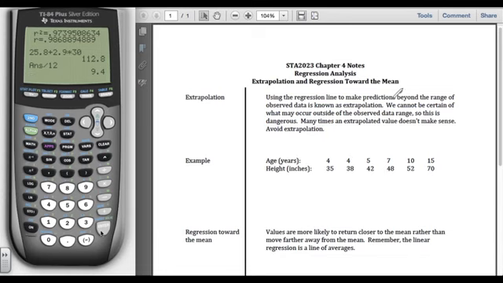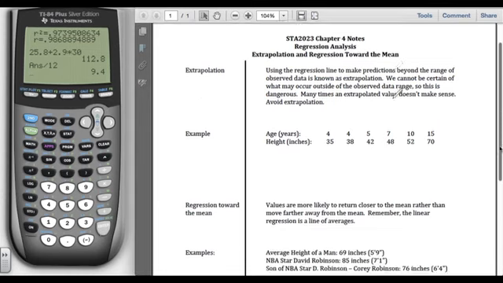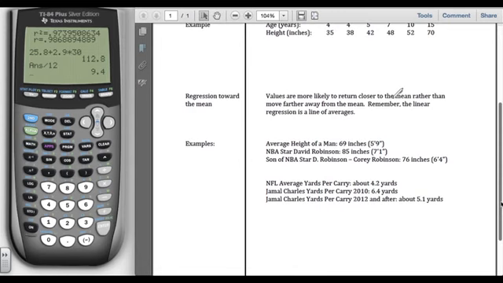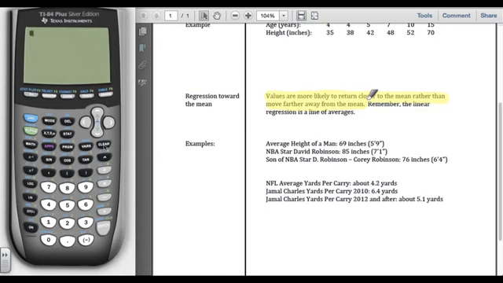The other idea I want to talk about in this video is regression toward the mean. And according to regression toward the mean, values are more likely to return closer to the mean rather than to move farther away from the mean. This linear regression, this line of best fit that we have, this is a line of averages.